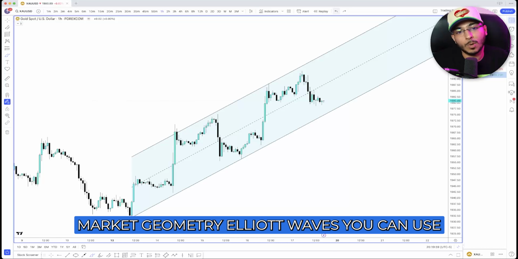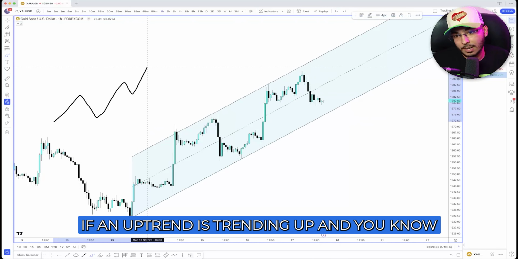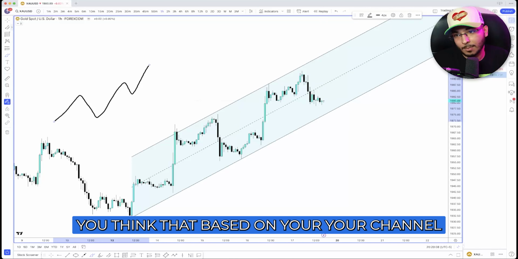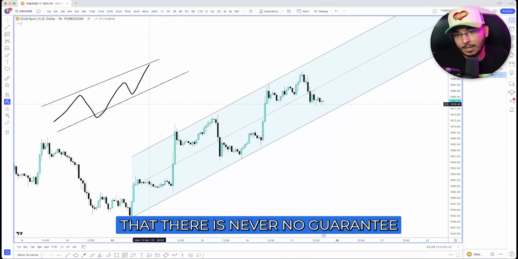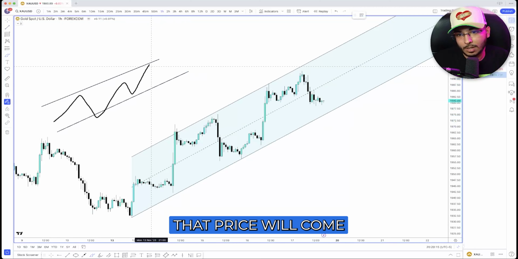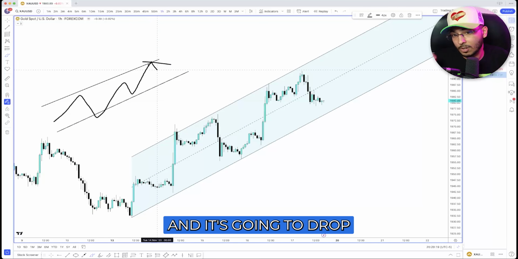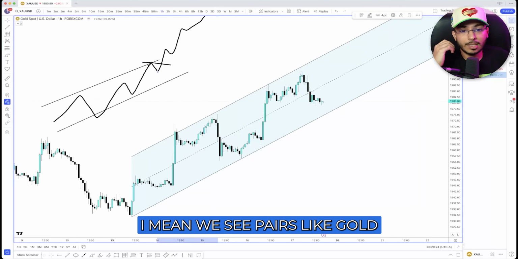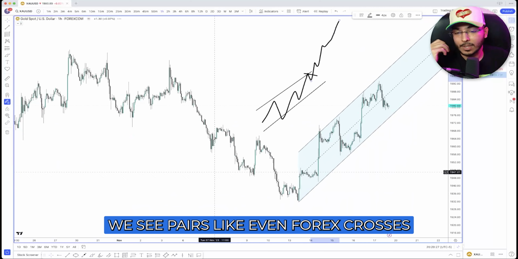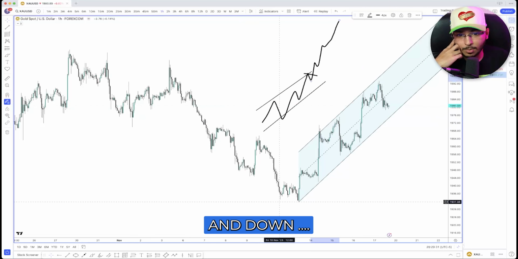I mean, you can use market geometry, Elliott waves, this, that, and the third, but at the end of the day, if an uptrend is trending up and you think that based on your channel that price can respect it, there's never any guarantee that price will come and hit the top of your channel and it's forced to respect it and it's going to drop. Price could just keep going up and higher and higher. I mean, we see pairs like gold. We see pairs like even Forex crosses that just keep going down and down and down.